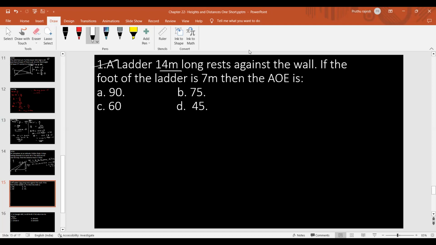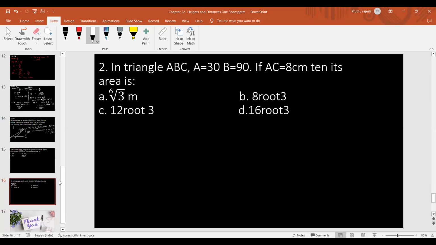Elevation, we guys learned, right? So the correct answer would be 45 degrees. So let us go to the next thing.